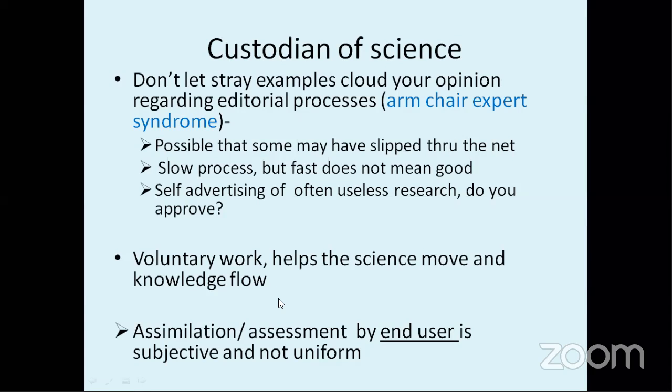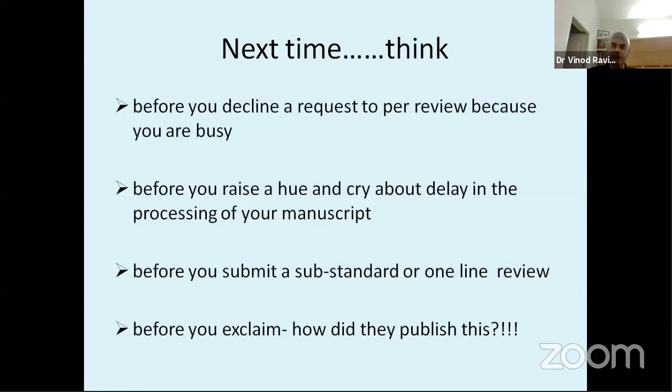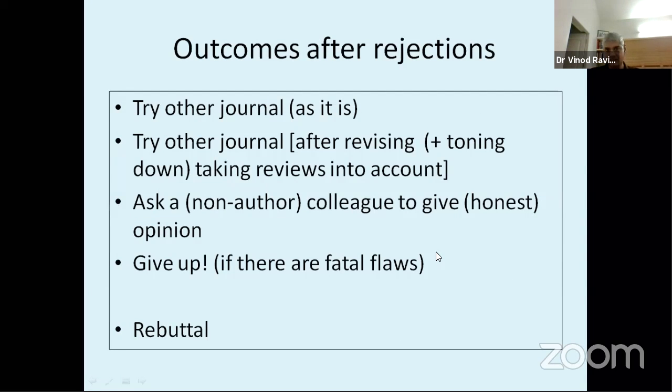Last slide. So anyway, it is voluntary work and it helps the science move and knowledge flow. And the assimilation and assessment by the end user is subjective, not uniform. So it is important that next time, before you decline a request for peer review because you are busy, think, and before you raise a hue and cry about delay in processing of your manuscript, think, and before you submit a substandard or one-line review, think, and before you explain how did they publish this particular piece, think, because I think we are all a part of this process and we all have to do our best.